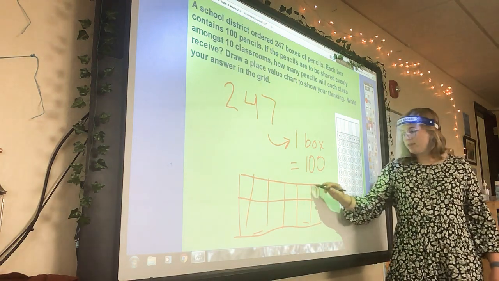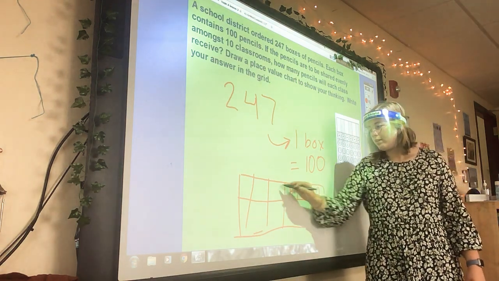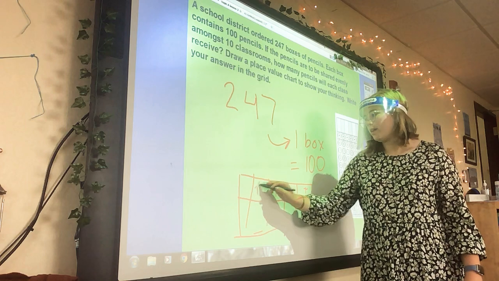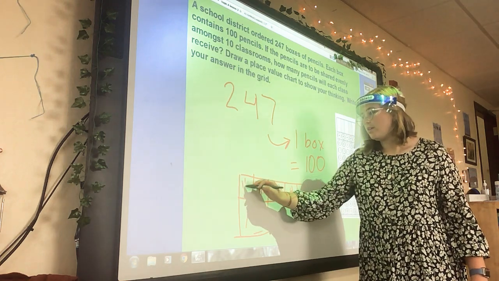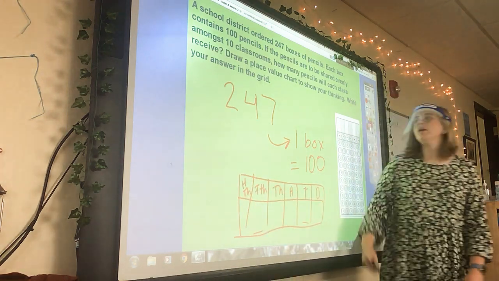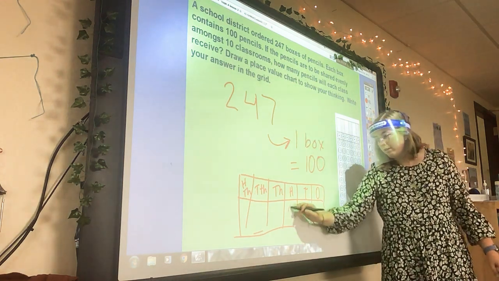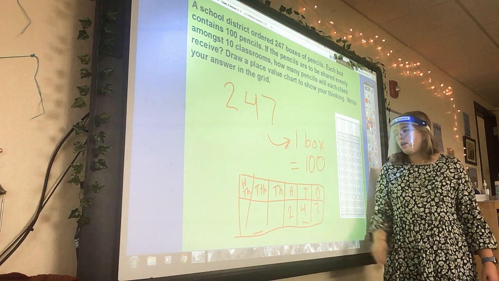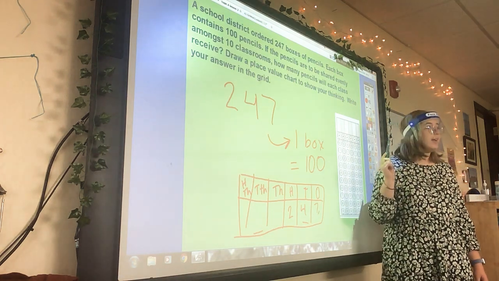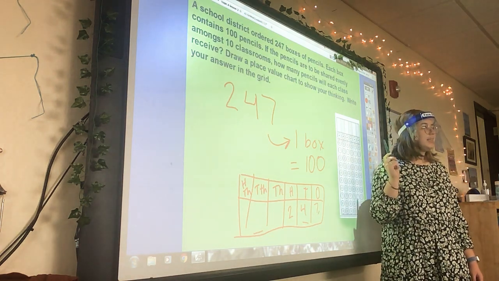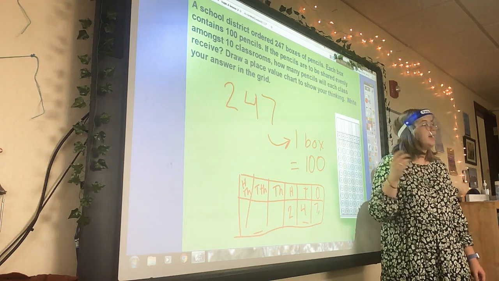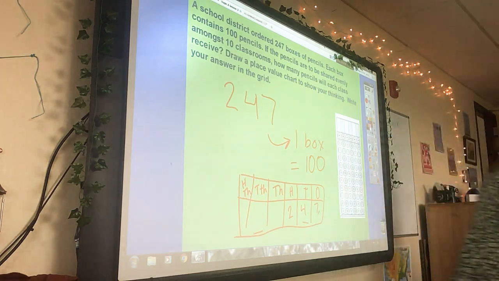Okay, so here's ones, tens, hundreds, thousands, 10,000s, 100,000. Okay. What number am I starting with? Go. 247. We're moving which direction? Because we're multiplying. Right. Which direction? We're multiplying. It's getting bigger. Left.